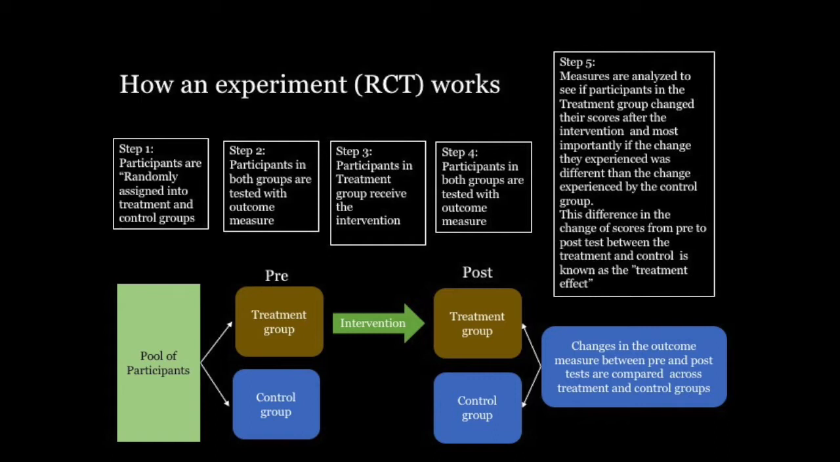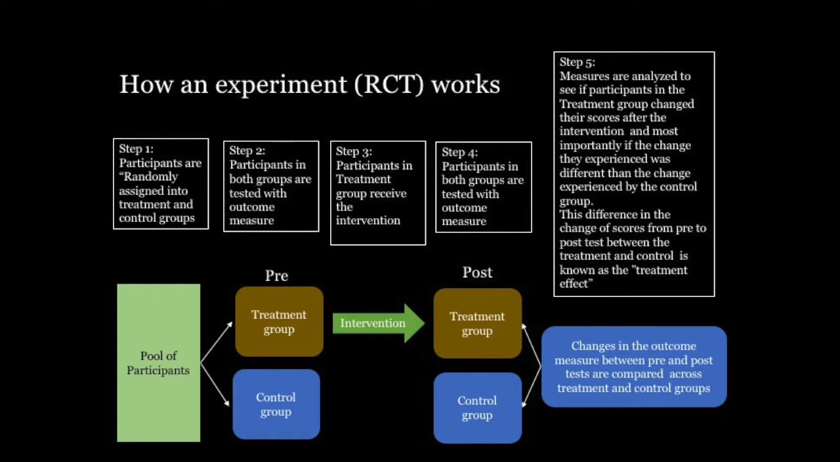In step two, both the treatment group and the control group are tested with an outcome measure. We see what the outcome is before the intervention, in other words. Then in step 3, participants get the treatment. The treatment group gets the intervention. The control group can be business as usual. Nothing happens with them or out of the ordinary. And in step 4, when the intervention is already completed, both the treatment group and the control group are tested again in a post-test on that outcome measure.